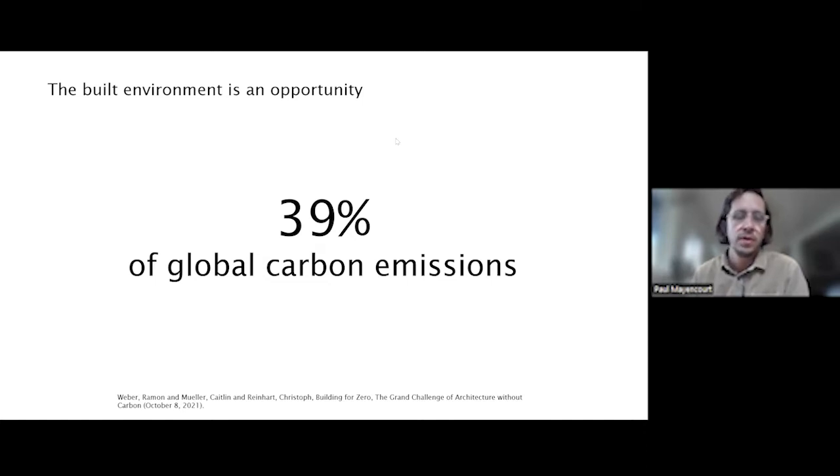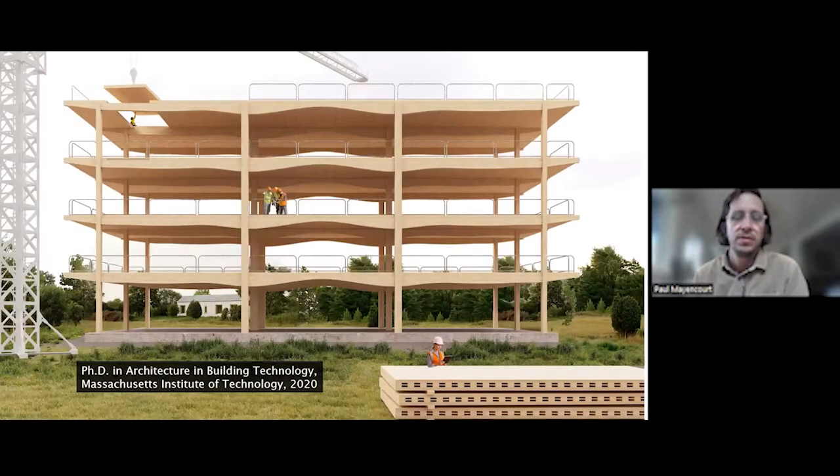So after working for two years, I went to MIT to do a PhD, and I was really interested in pursuing this idea of structurally optimized structures, using new technologies such as optimization, computation and digital fabrication for everyday structures to have an impact at scale.